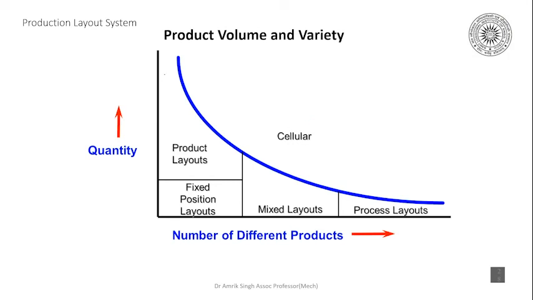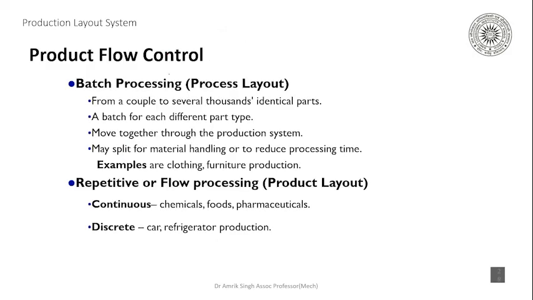So in this, you see, the quality is high here, in this layout. So it goes on decreasing. As the number of products goes on increasing, the quality is low here, but here it is high for the fixed. So this is a product volume and variety graph.